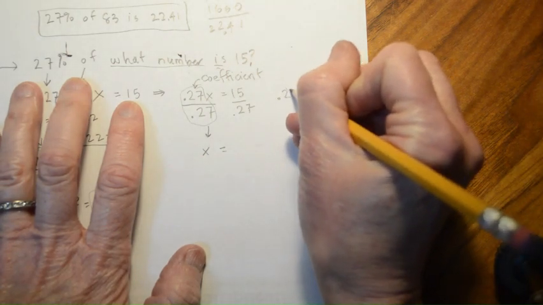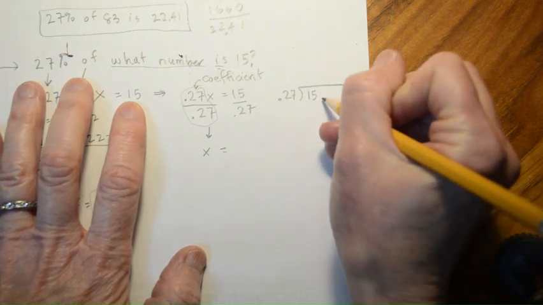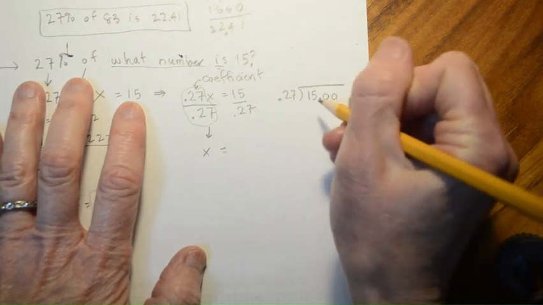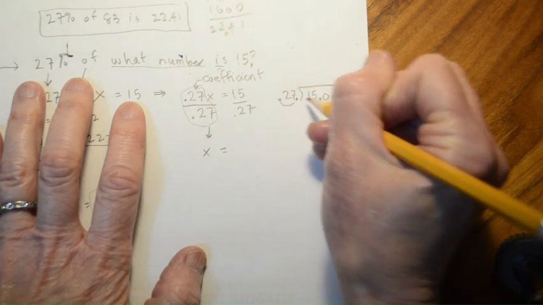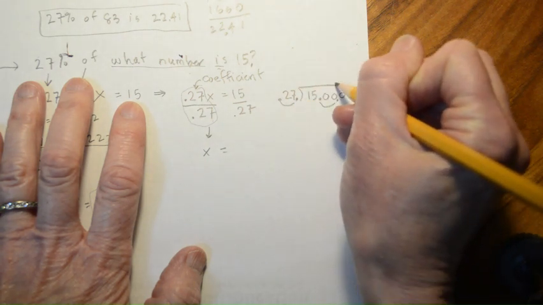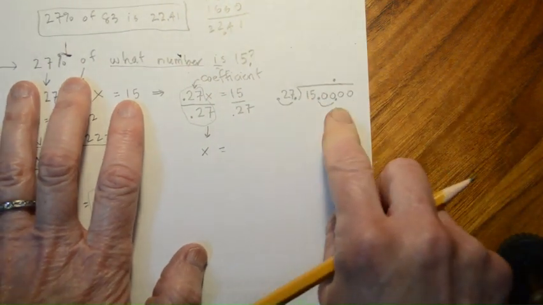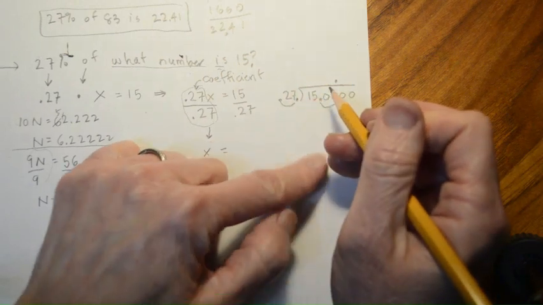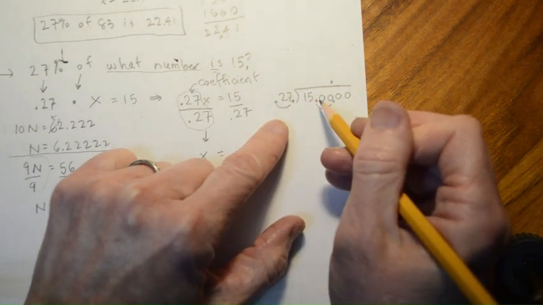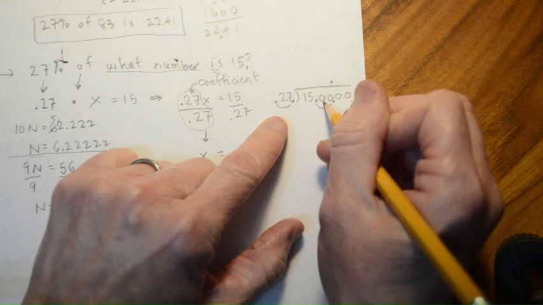So again, we use our decimal division skills. We'll put that 15 in here. I'm going to have to move this over 2 places. Move the decimal up. I'm just leaving a couple extra spots in case it's not a whole number. So let's just do that. So 27 goes into 15. Nope. Goes into 150. Yes.